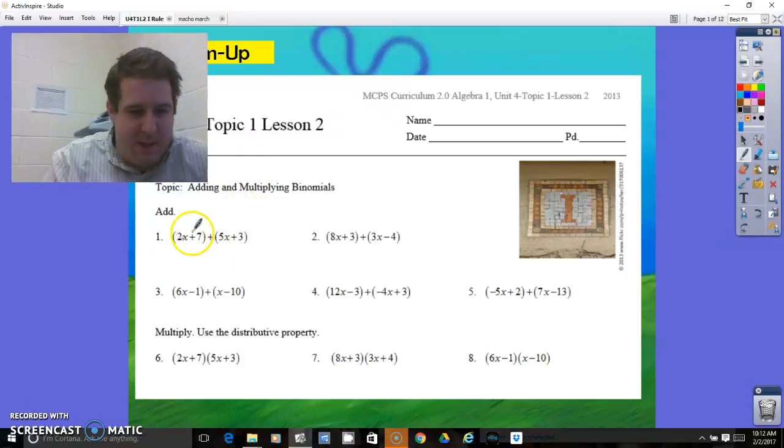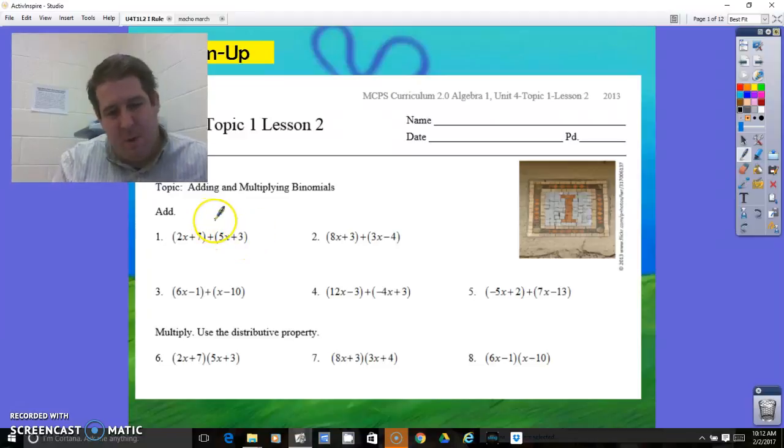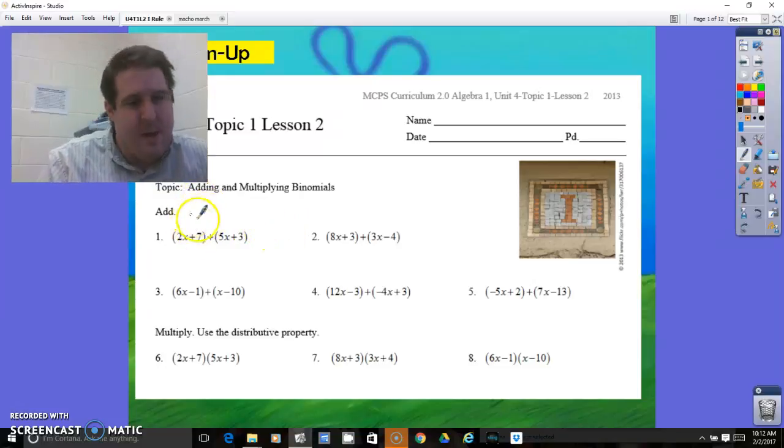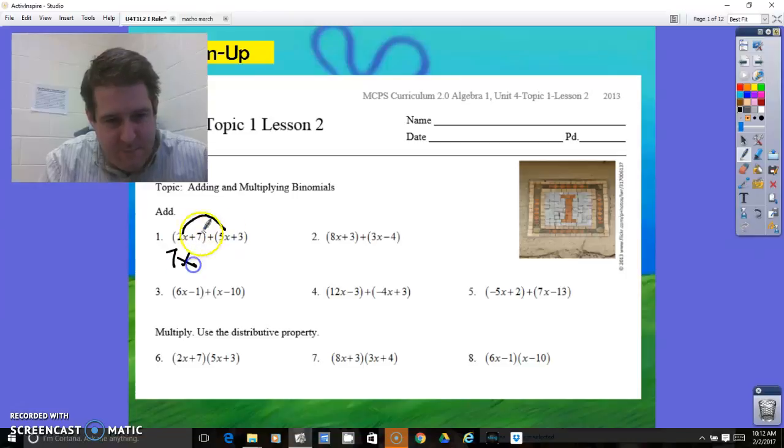So we're adding this binomial plus this binomial. All you have to do is add the like terms, just like we've done in the past for evaluating expressions. You're going to combine the like terms. 5x and 2x makes 7x. 7 plus 3 makes 10. Once again here, 8x and 3x makes 11x. 3 and negative 4 is negative 1.